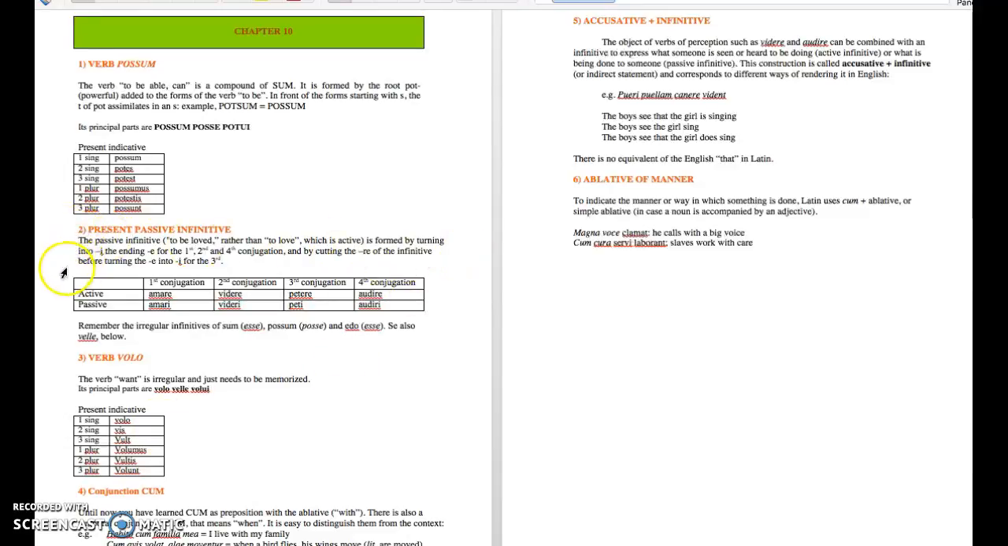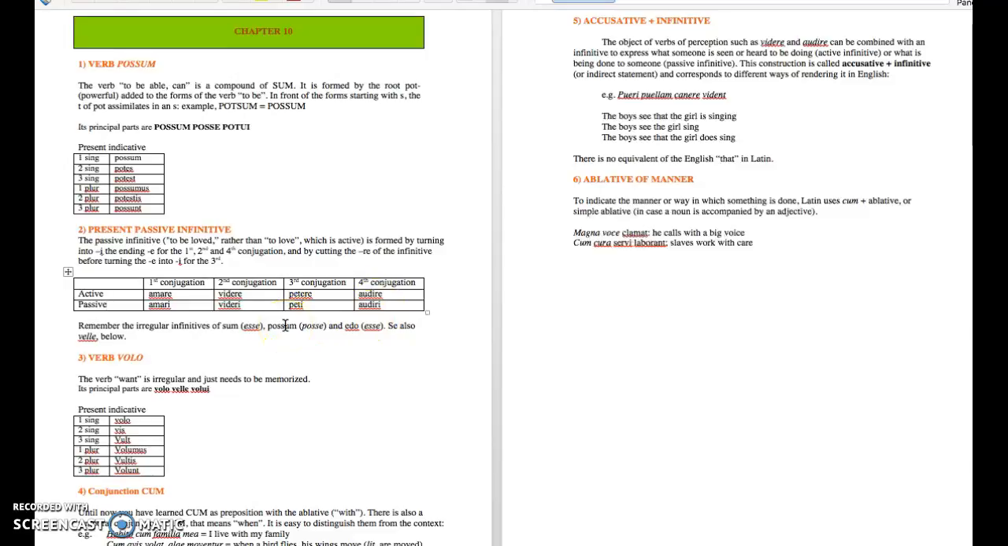In number 2, you have the formation of the present passive infinitive. For the moment, you have studied the present active infinitive, like amare, to love, videre, to see, petere, to seek, audire, to listen to, okay? These are the active infinitive forms, okay? You can also form the passive infinitive, so to be loved, to be seen, to be sought, to be listened to, to be heard.